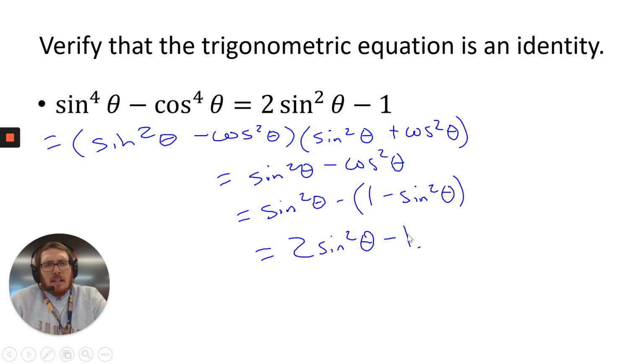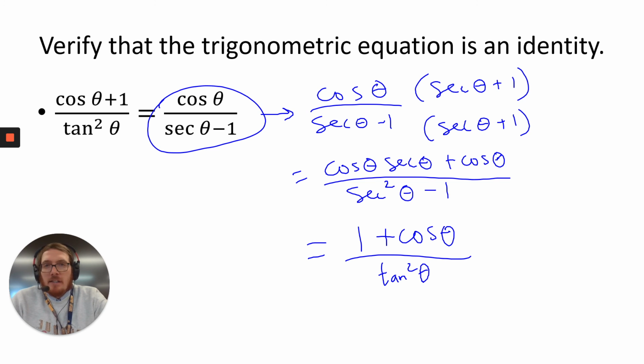And then the tricky part is you need everything to be sine squareds in your final answer. So you change cosine squared with your Pythagorean identities. Cosine squared would be 1 minus sine squared. Distribute the subtraction into the equation, and you'll end up with 2 sine squared minus 1.